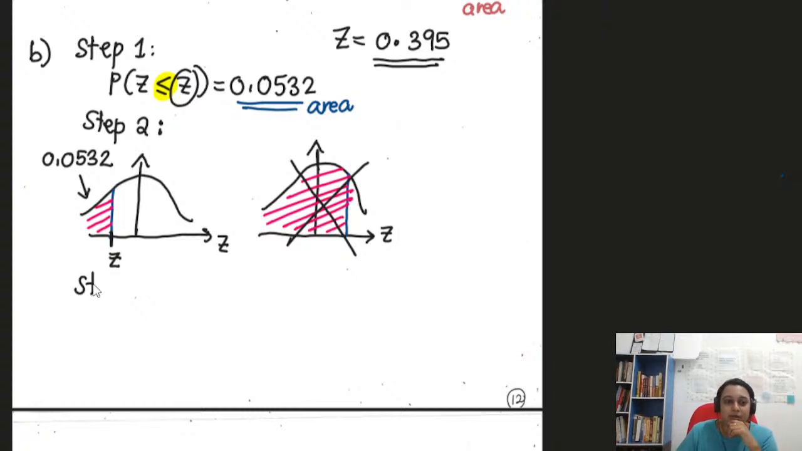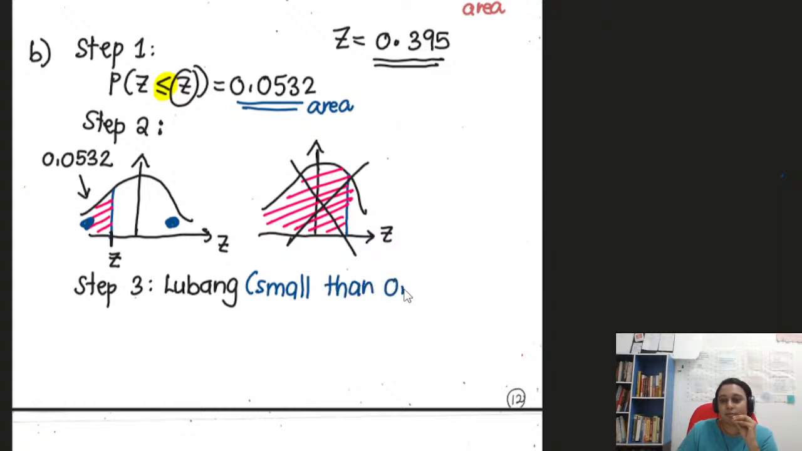Step 3. Lukis the lubang hidung. Nostrils. Okay, lukis 2 lubang kat sini. Satu sebelah kiri, lagi satu sebelah kanan. Okay, which lubang is smaller than 0.5? Luas dia. Yang mana lebih kecil daripada 0.5? The left hand side, right? Yang ni lah. So kita ikut luas yang ni. We're going to find this luas.